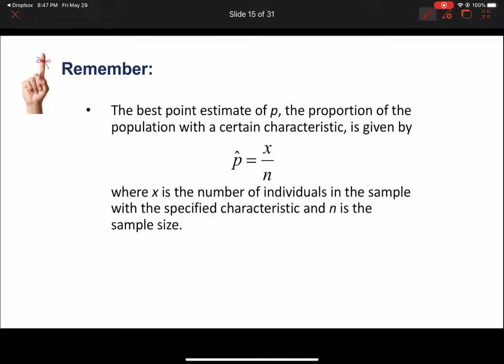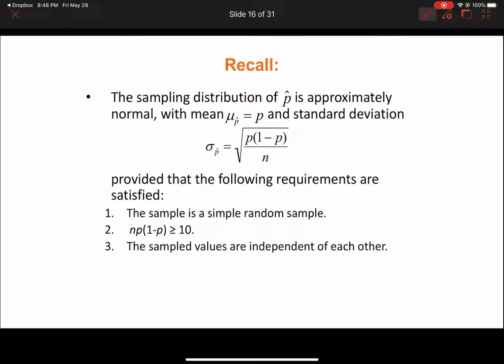As a reminder, our point estimate of p, our p hat, is x divided by n. x is the number of individuals in the sample with the specified characteristic, our number of successes, and n is your sample size. Once again, remember our sampling distribution of p hat is approximately normal with mean mu sub p hat equals p. So whatever the population proportion is, we call that our mu. The standard deviation is the square root of p times 1 minus p over n. We can only use this if the sample is a simple random sample, np times 1 minus p is greater than or equal to 10, and the sampled values are independent of each other. This is the less than 5% of the population piece. That's what that means. All right, good.